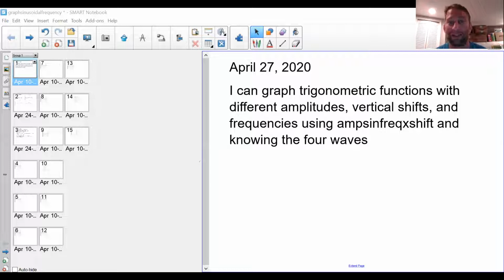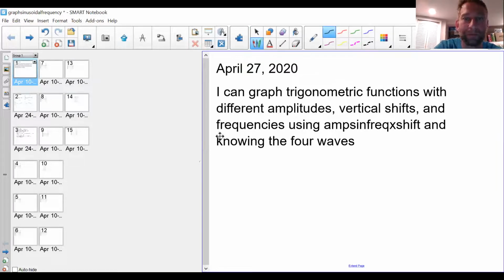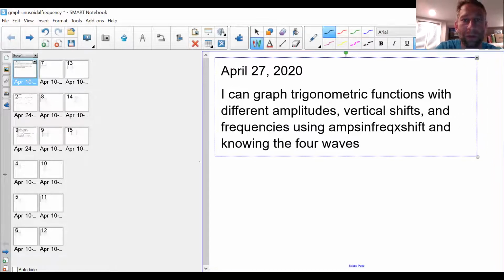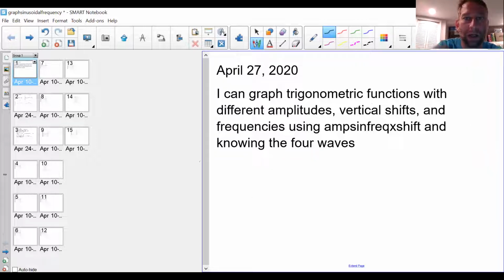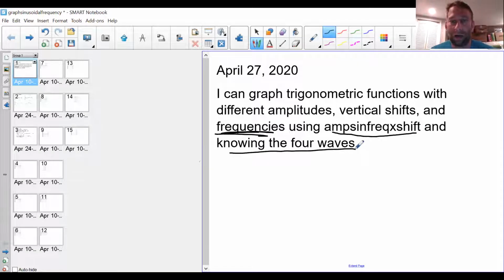Shifts, and frequencies using amp, sine, freq, shift, and knowing the four waves. What's new for today's lesson is that we're going to be incorporating different frequencies, whereas in the previous two lessons we just worked with different amplitudes and vertical shifts. To do this, we need to know our amp, sine, freq, shift, and we need to know our four waves. So we're going to start with our little song for amp, sine, freq, shift.